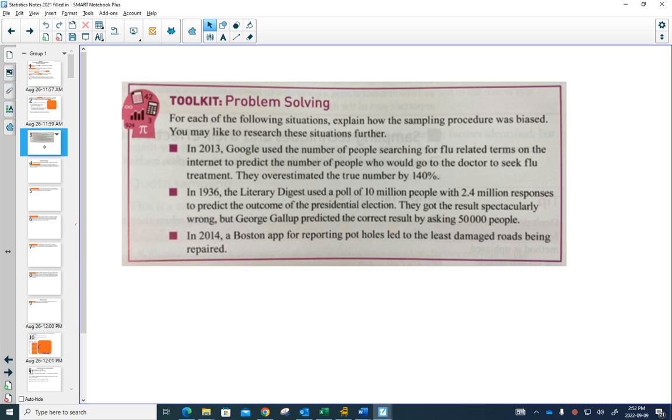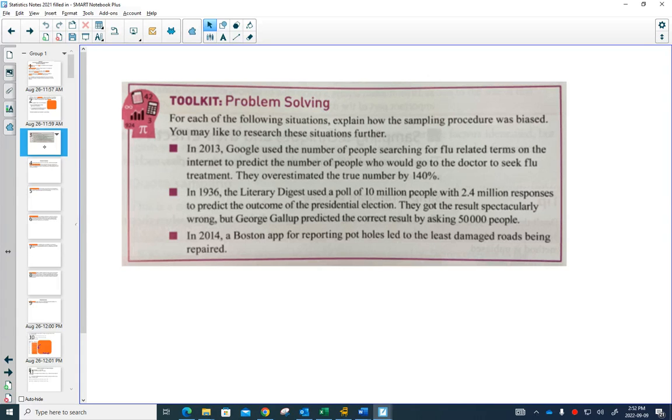So in 2013, Google used the number of people searching for flu-related terms on the internet to predict the number of people who would go to the doctor to seek flu treatment. Okay? In other words, thinking, if you search something, they're thinking you have that ailment, and then you would go and see the doctor about it. They overestimated the true number by 140%. So, why would that be?